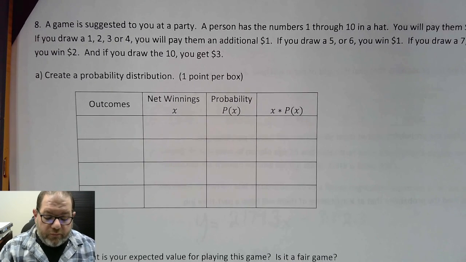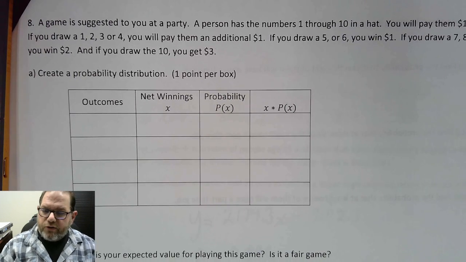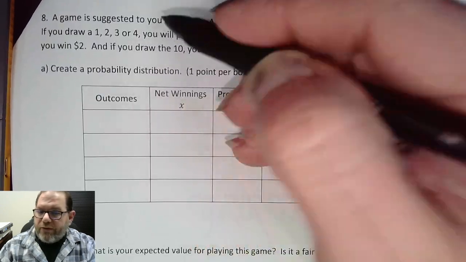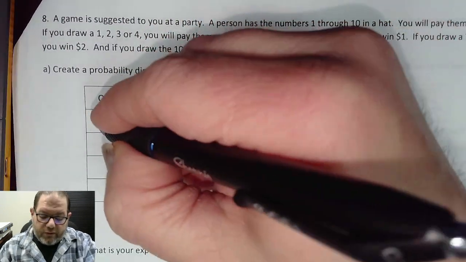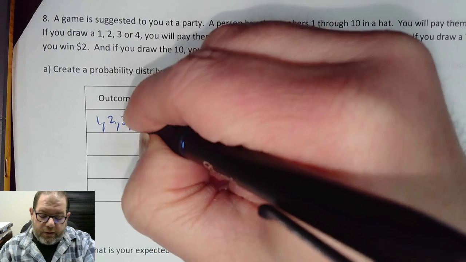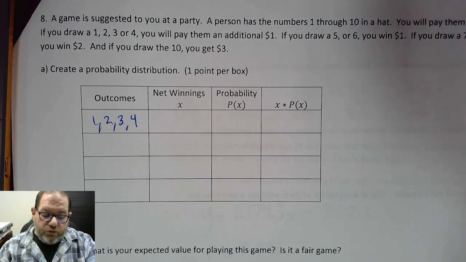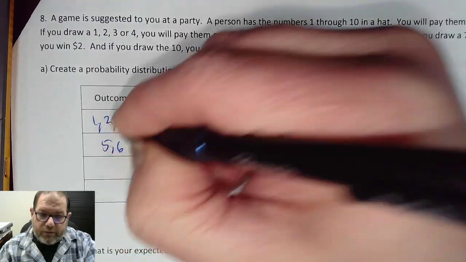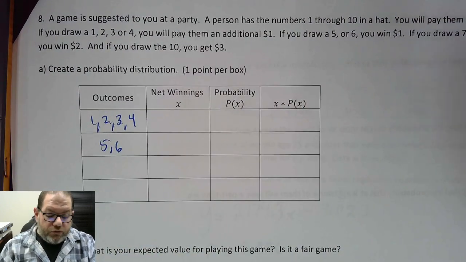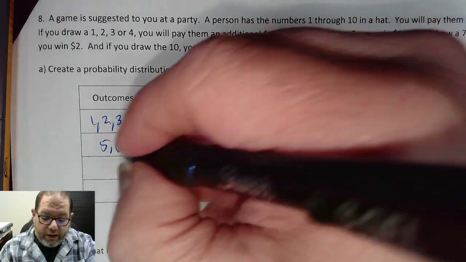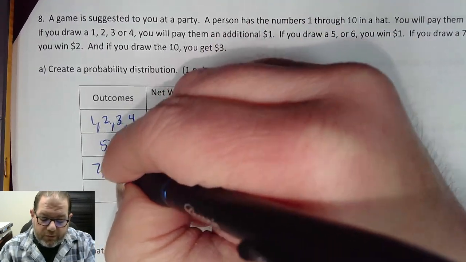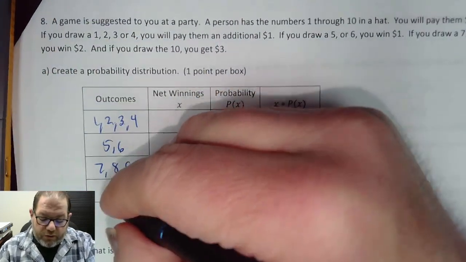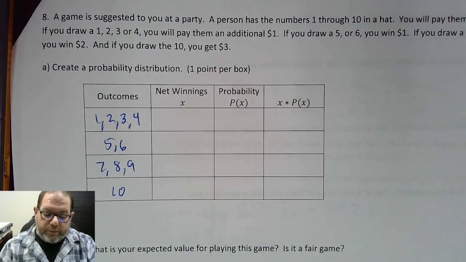So, as far as the outcomes go, we've kind of broken them down into 4 possibilities, because if we draw a 1, 2, 3, or 4, the same thing happens in each of those cases. So we'll call that our first set of outcomes. If we draw 5 or 6, something else happens. Okay, that's our second set of outcomes. If we draw the 7, 8, or 9, a third thing happens. That's our third set of outcomes. And if we draw the 10, then that's a fourth possibility.